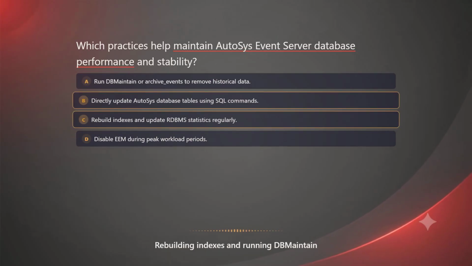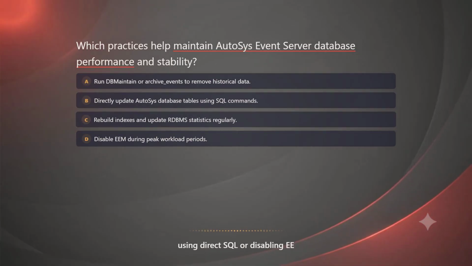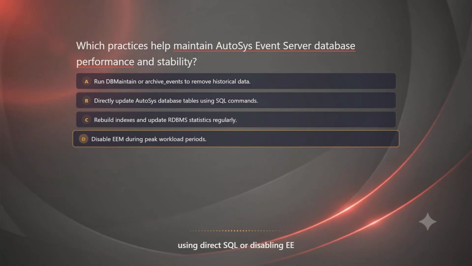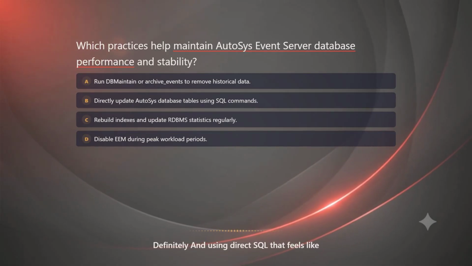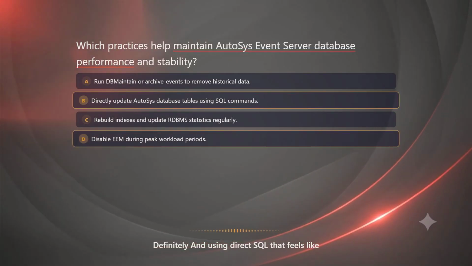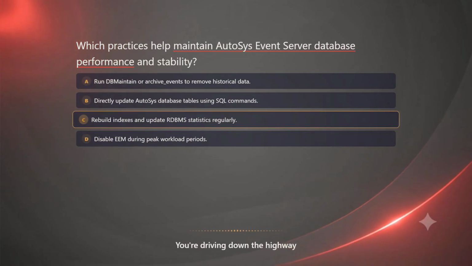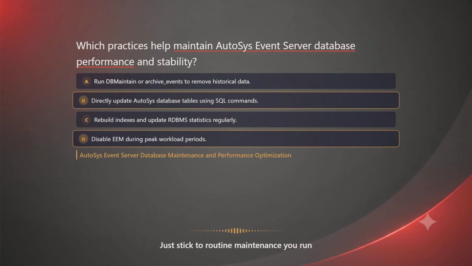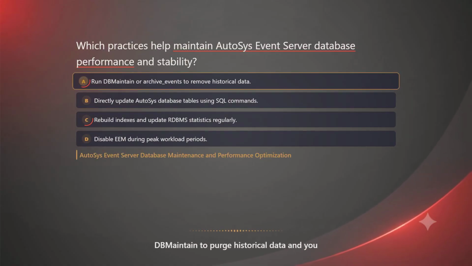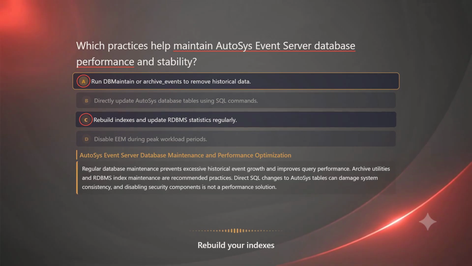Rebuilding indexes and running DB maintain, using direct SQL, or disabling EE? Well, disabling security is an obvious trap. Nobody should do that. Definitely. And using direct SQL, that feels like trying to rebuild a car engine while you're driving down the highway. Yeah, that totally breaks system consistency. You just stick to routine maintenance, you run DB maintain to purge historical data, and you rebuild your indexes.